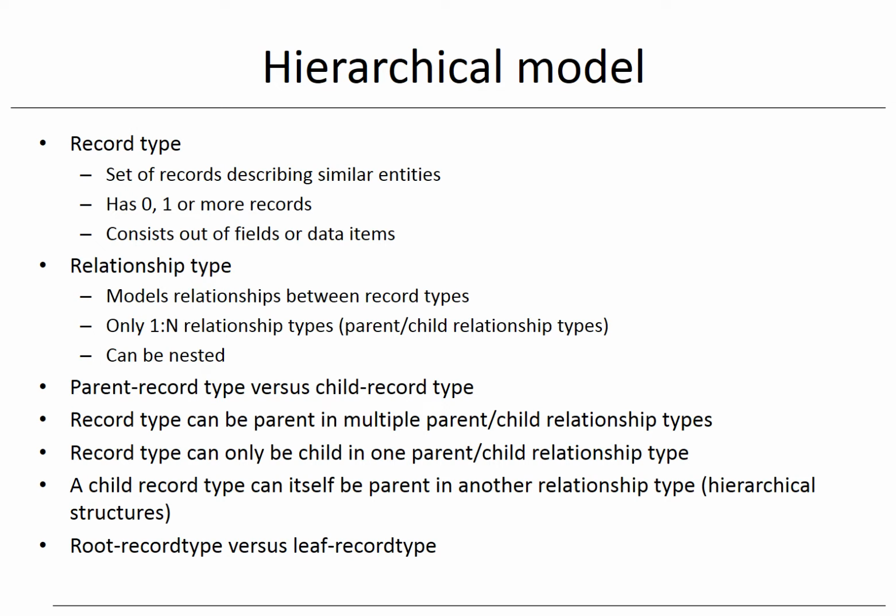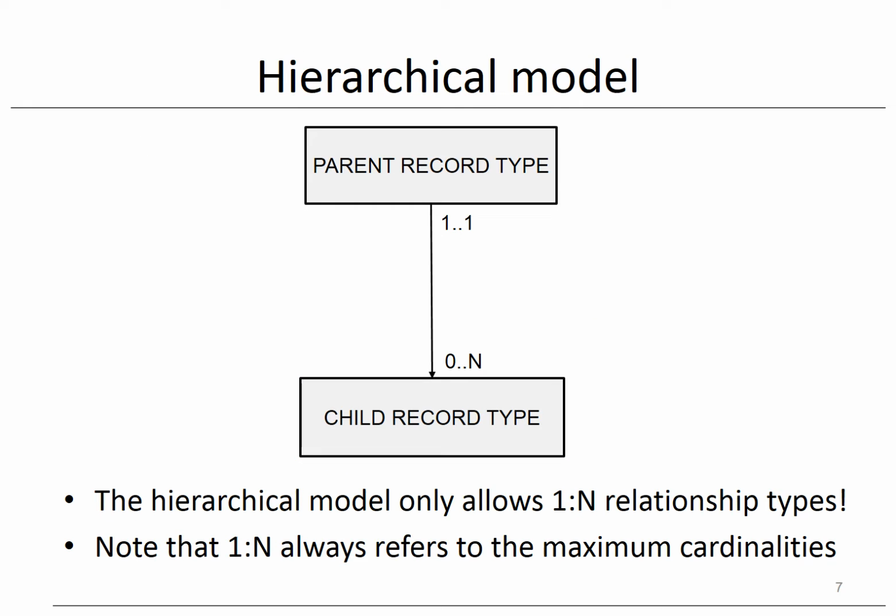Relationship types can be nested. Hence, a child record type can be a parent in another parent-child relationship type, which allows us to build hierarchical structures. The root record type is a record type which sits at the top of the hierarchy, whereas a leaf record type sits at the bottom of the hierarchy. You can see this illustrated here.